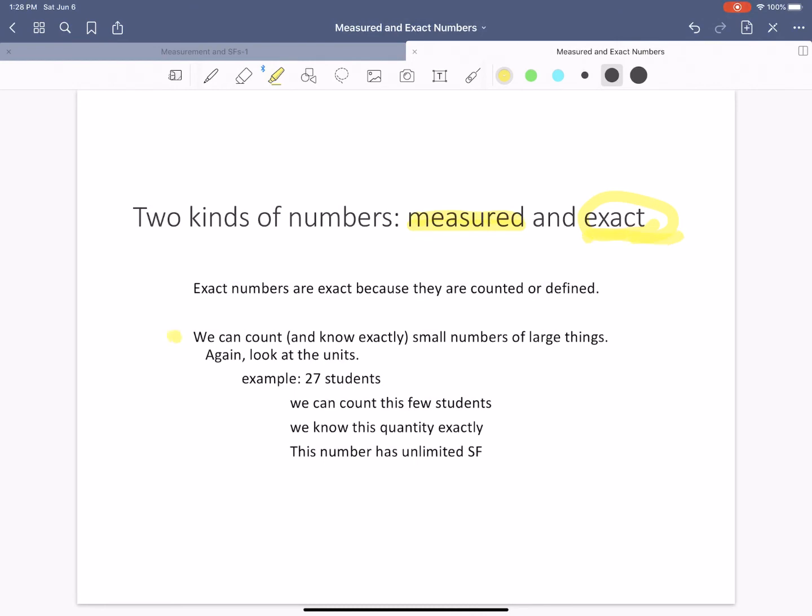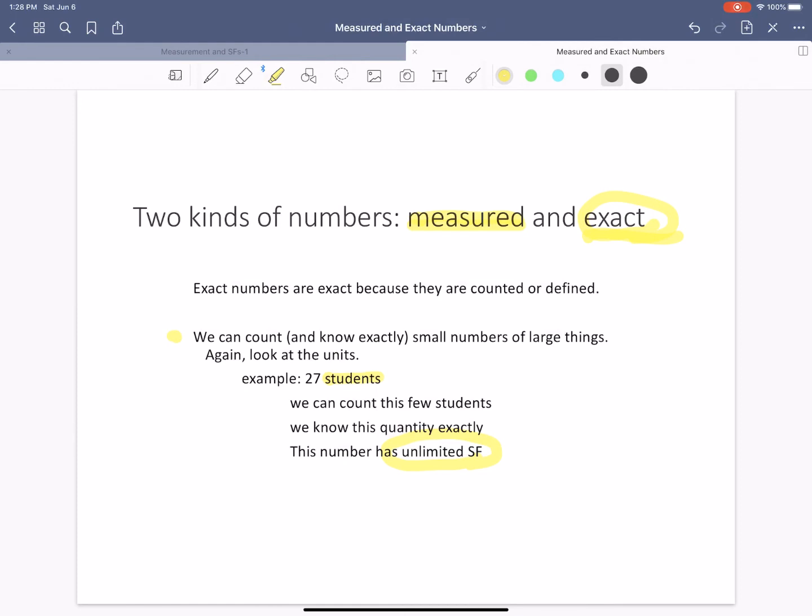So we can count and know exactly small numbers of large things. If I was given this value, 27 students, well, I can count how many students. I can count up to 27. And so I can know with no uncertainty how many students are in the room, we would say this is an exact number. It has an unlimited number of sig figs. It is not going to limit the number of sig figs in the final answer.